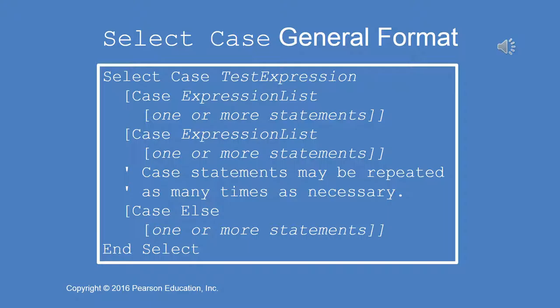If none of the cases above it provide a true, then you've got one or more program statements that get executed. And finally, you've got your end select to end the select case. Remember, case else is a catch-all. Only if none of the cases listed provide a true do the statements in the case else get executed.